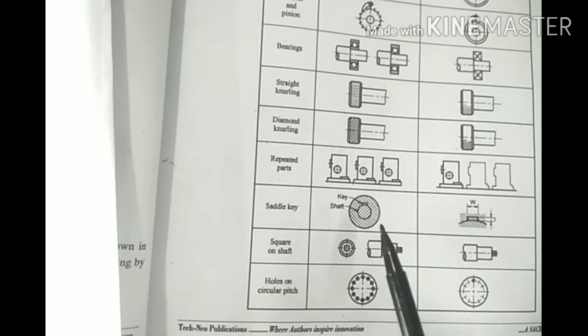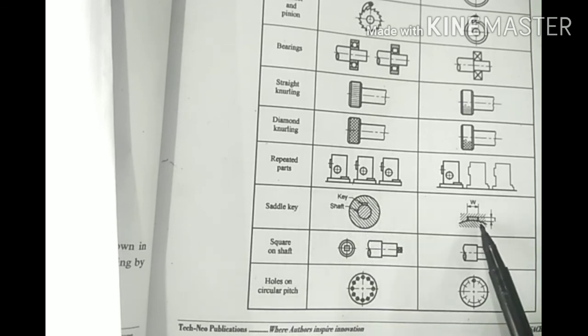Okay, then keys. You have studied the different types of keys: saddle key, feather key, taper key. So for the saddle key symbol, this is the muff, or you can say this pulley, and this shaft, and the saddle key is provided here. Symbolically you can show it like this.